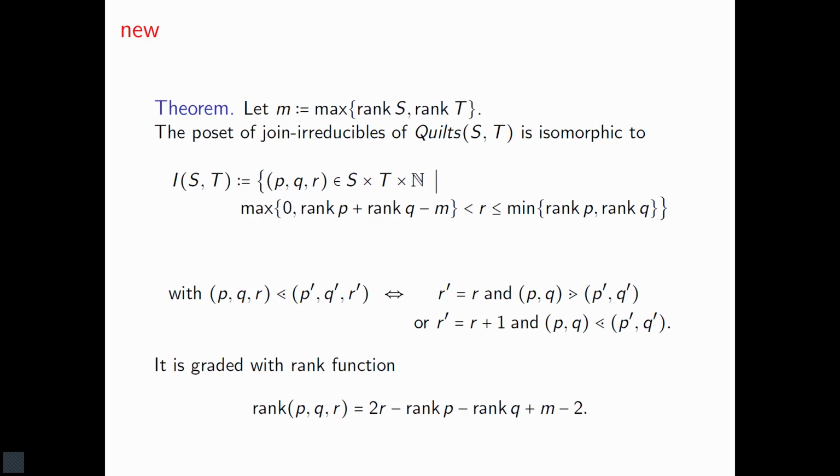So the M is a typo and should be R. Thank you. No, this is not a typo. M is the maximum of the rank. Sorry, M is the max at the very top. I don't have a pointer, unfortunately. Here you see M is the maximum of the two ranks.